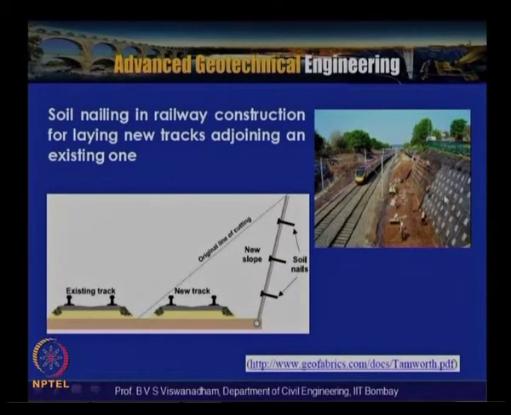So here different facings are used, sometimes wire mesh fencing or gabion wall facing. These are the plates which are the nail heads, and these are the nails. So you can see that the nails are placed at a certain horizontal and vertical spacing covering the entire area. This ensures the stability of this particular slope and helps in creating additional space for laying new tracks and all.